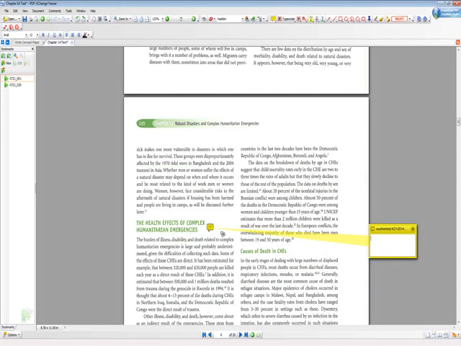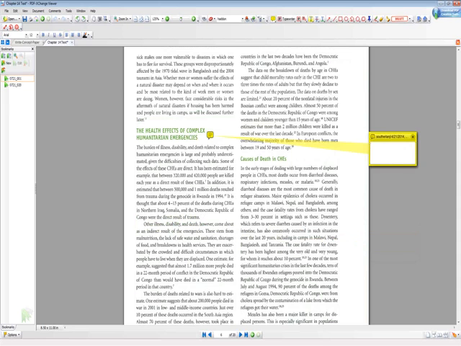Oftentimes we see malnutrition, again, lack of safe water. Food shortages, breakdown of these health services that can lead, again, to greater prevalence of illness, disability, as well as death. Next, we can see here the causes of death in these CHEs.